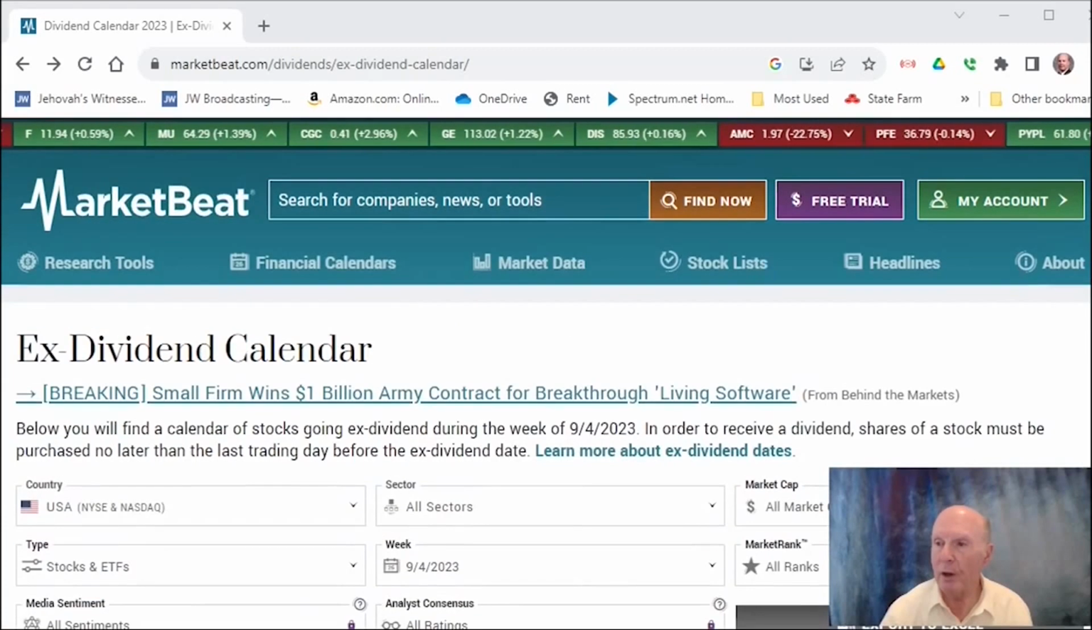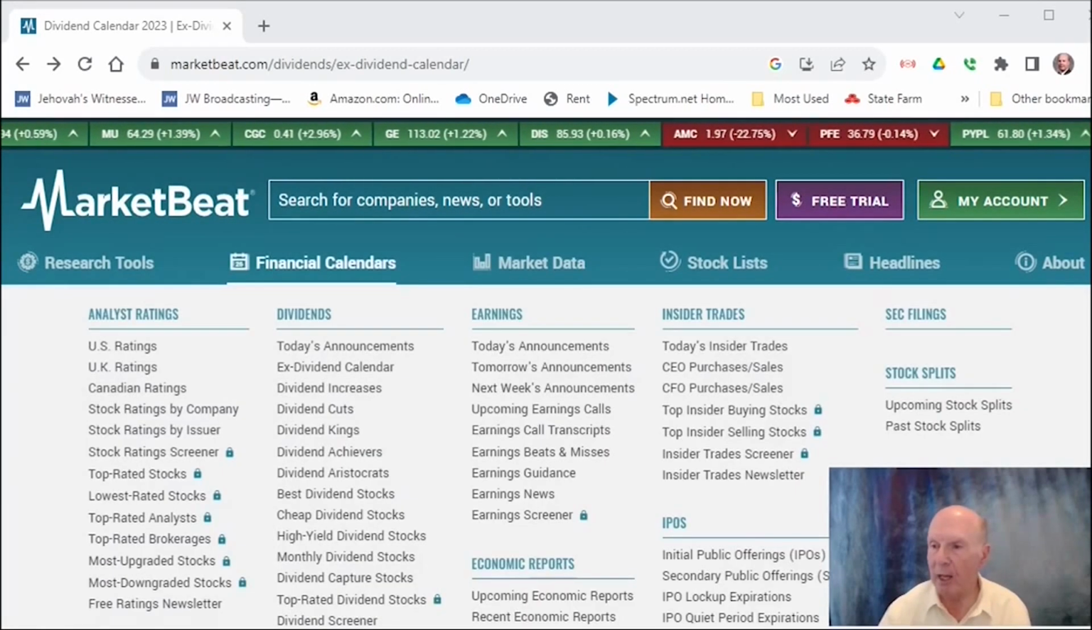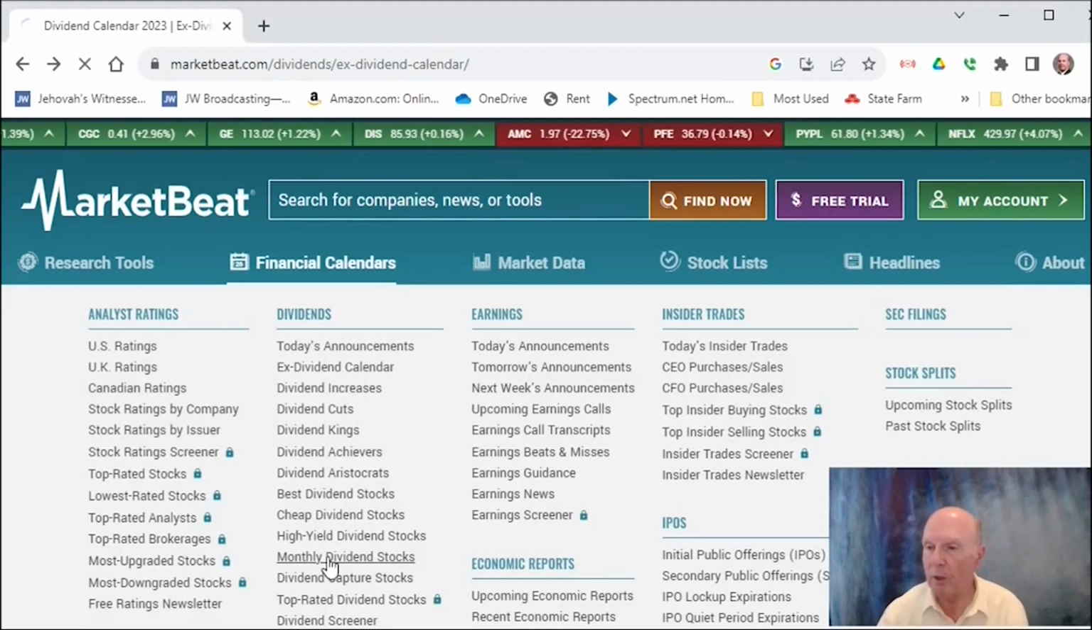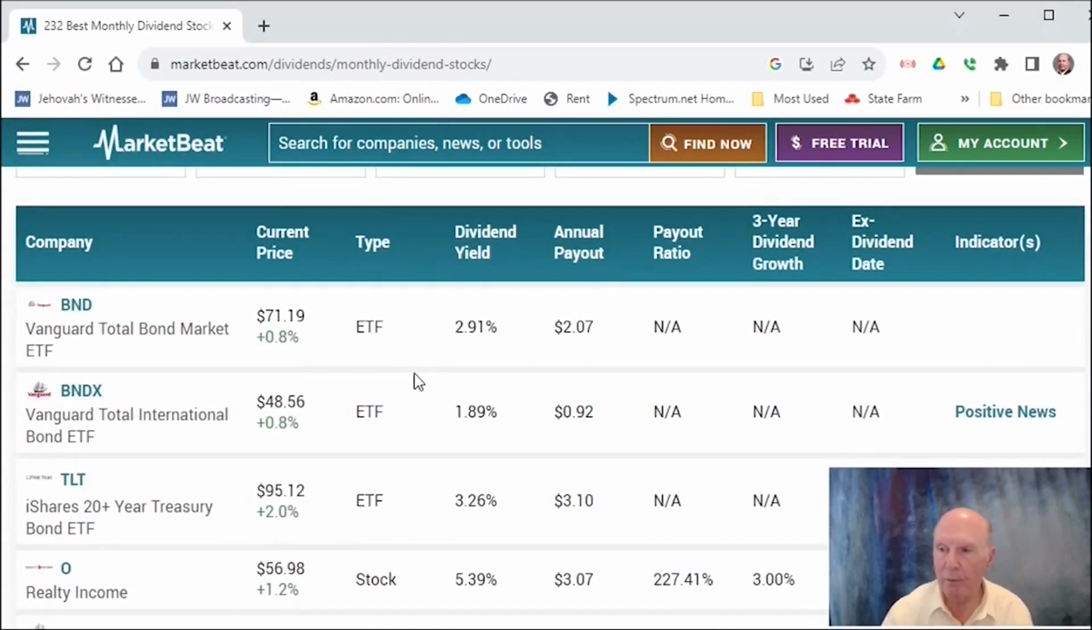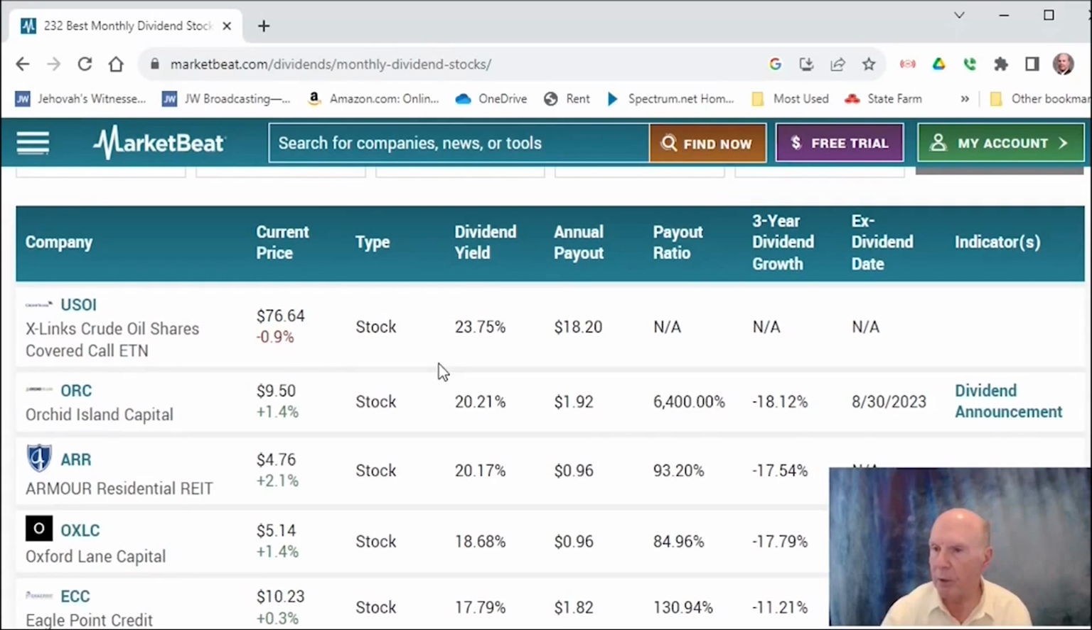Just one of their other financial calendars that I use sometimes is this one, monthly dividend stock. So you can go look at their monthly dividend calendar and get an idea of what stocks. And again, you do the double click and it'll put the higher ones on top. So here's my USOI, which is one of mine, my ORC, which is one of mine, ARR is one of mine, OXLC is one of mine, ECC is one of mine.